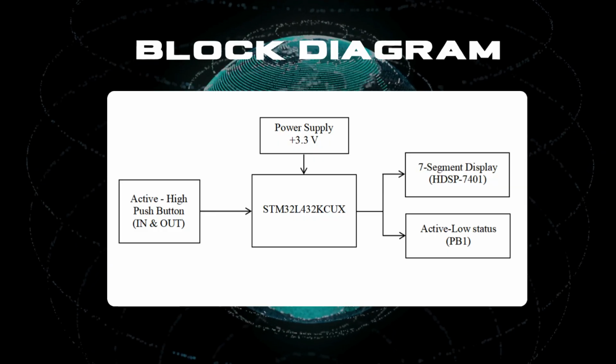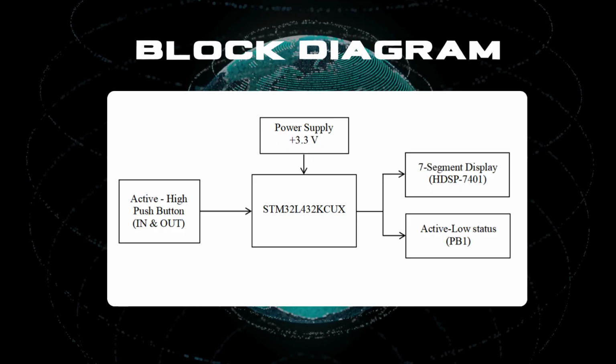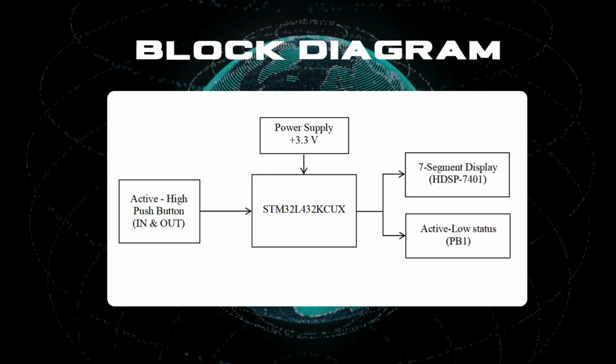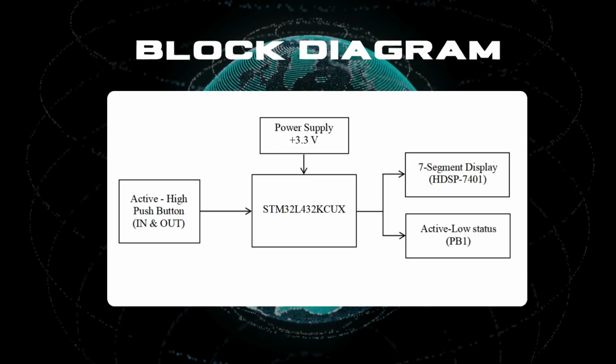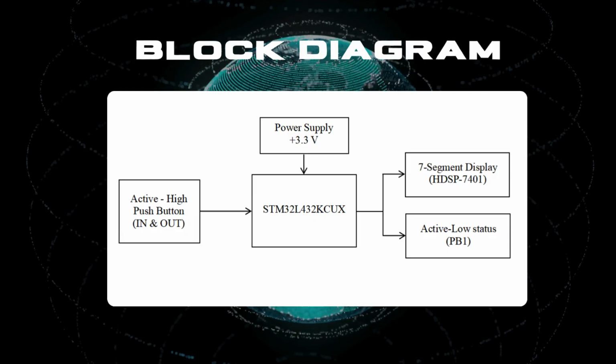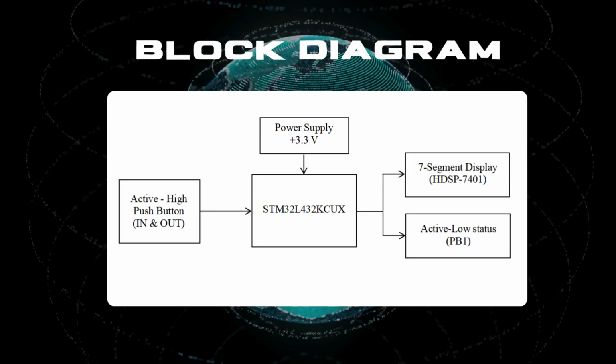STM32L432KC microcontroller. The MCU first runs a debounce delay to ensure the signal is clean and doesn't double count a single car. Then, the MCU checks the current car count. If the count is less than our 10 space maximum, it increments the count and updates the output block simultaneously. The 7-segment display is connected to port A and shows the numerical vacancy. Meanwhile, the status LED is connected to pin PB1.